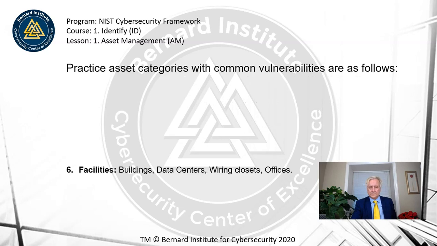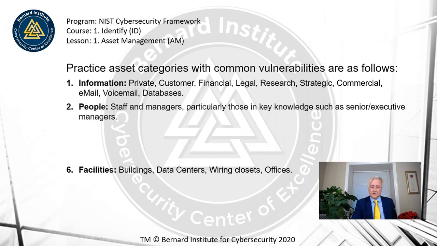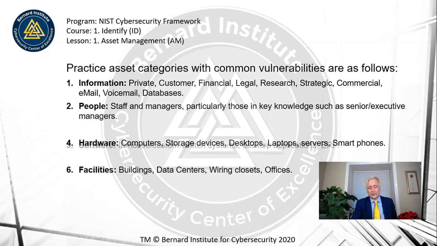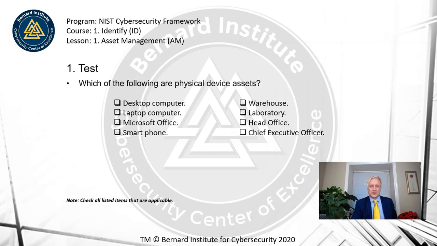All right. And we're on to practice: assets with common vulnerabilities are as follows. These are the types of assets that you might find. We've already talked about this a little bit earlier. So we have information, people, hardware, software, and telecommunications and facilities. So when you do your asset inventory, you might come up with this list. And you might want to use this as a basis to go and gather your information. But generally, there will be more types of assets depending on what kind of organization you have.